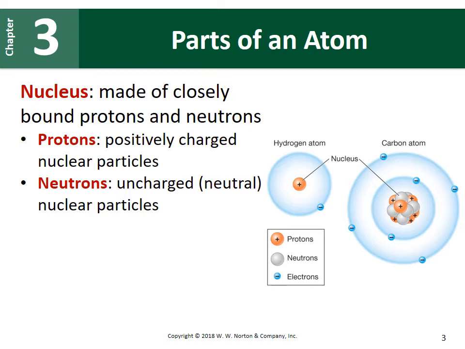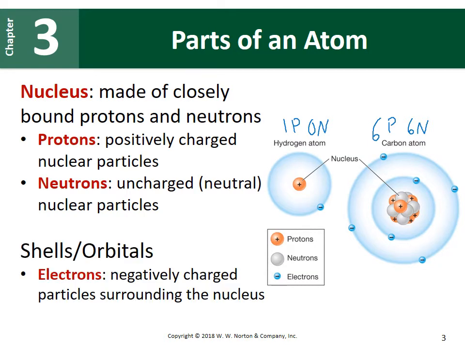Hydrogen has 1 proton and 0 neutrons. Carbon has 6 protons and 6 neutrons. So we'll take a look at the protons and neutrons and what properties they give to these atoms.